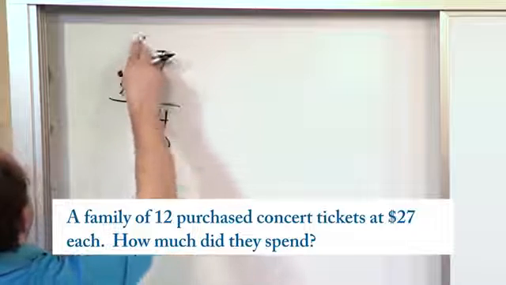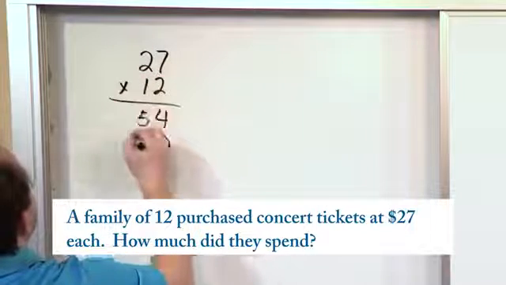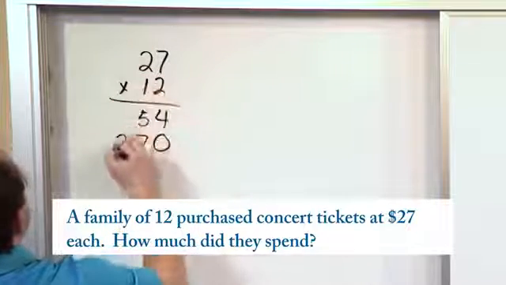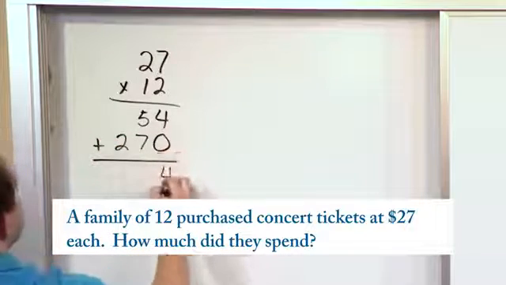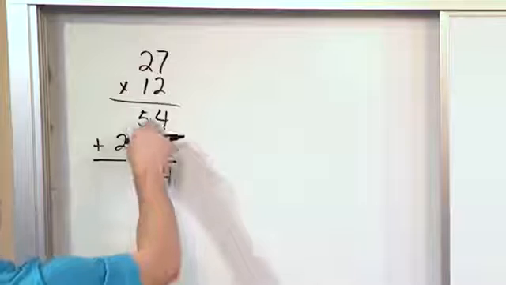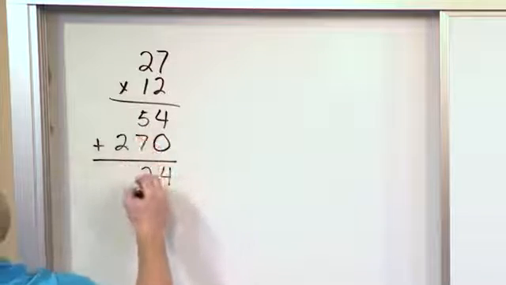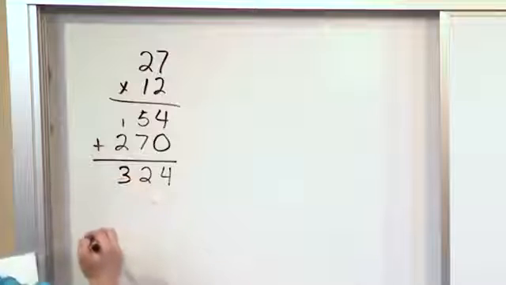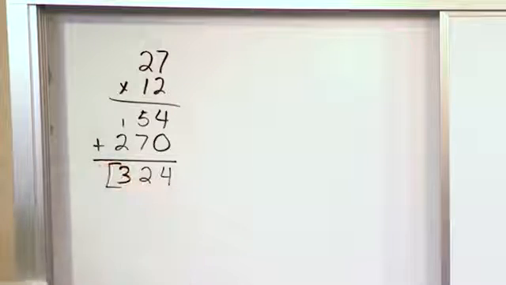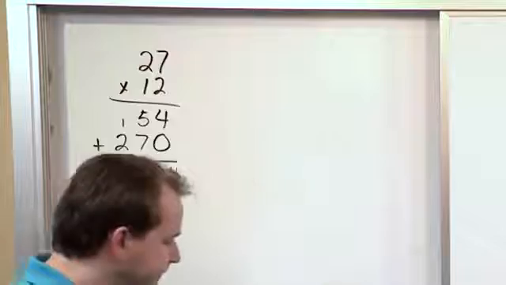And then we go here, we erase this so we don't get confused. 1 times 7 gives us 7. 1 times 2 gives us 2. So then we draw a line and add. 4 plus the 0 gives us the 4. 7 plus the 5 will give us 12, so we write a 2, carry the 1, and then 2 plus 1 is 3. So they paid actually $324 for all of those tickets.